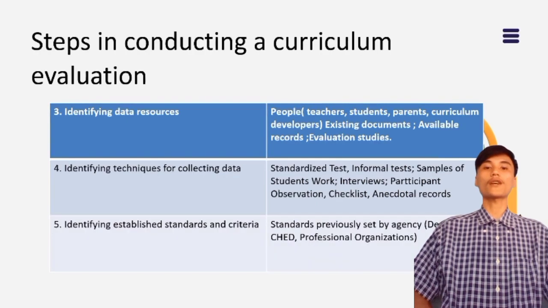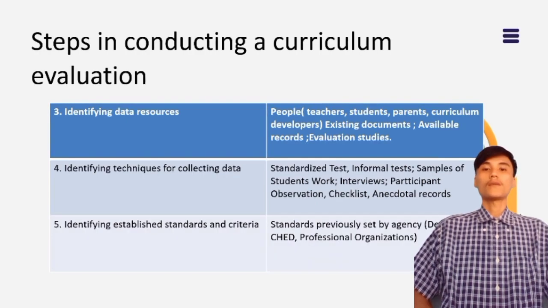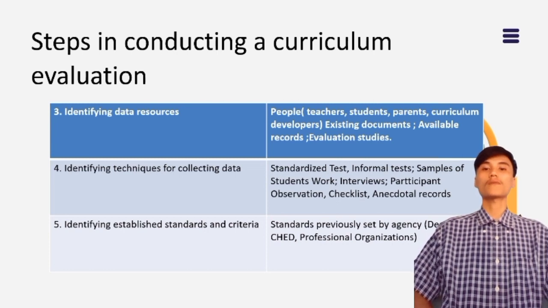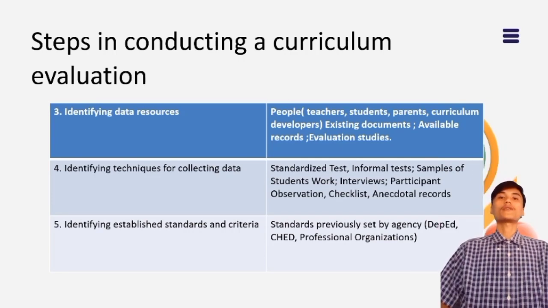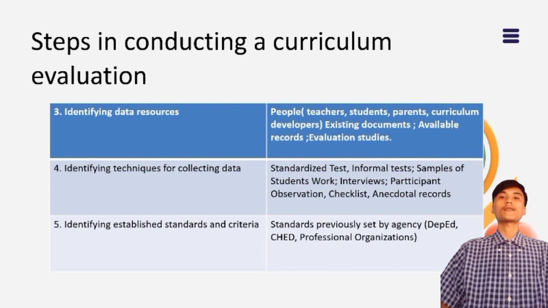The third step is to identify data sources. What to consider are people like teachers, students, parents, curriculum developers, existing documents, available records, and evaluation studies. The fourth step is to identify techniques for collecting data like standardized tests, informal tests, samples of students' work, interviews, participant observations, checklists, anecdotal records.